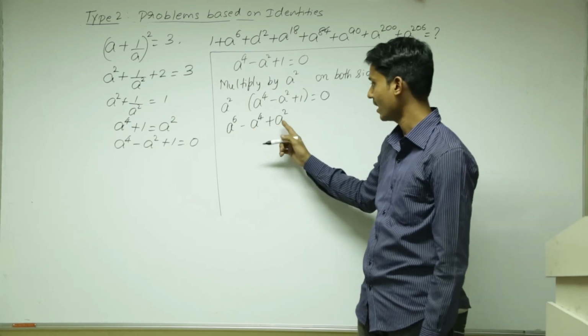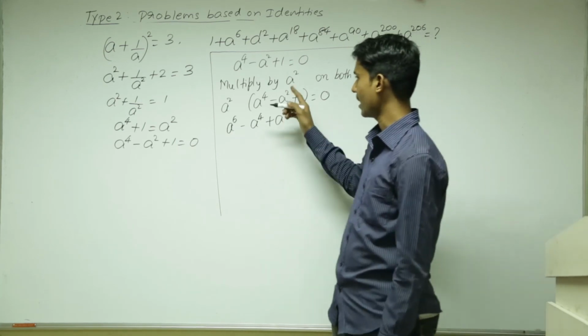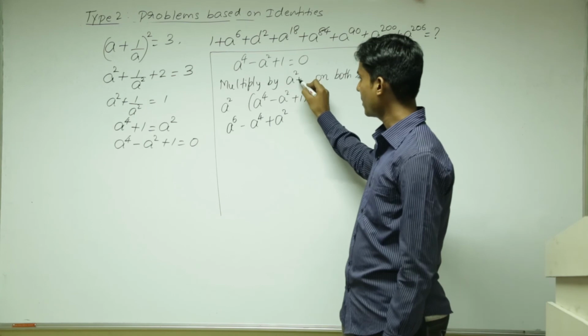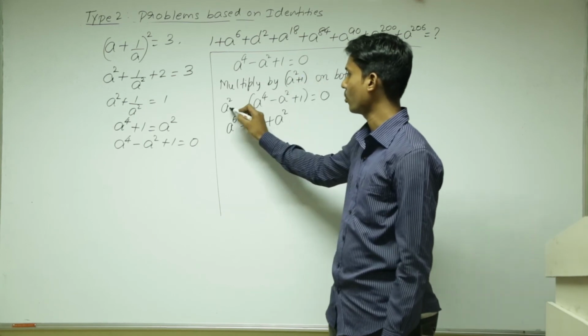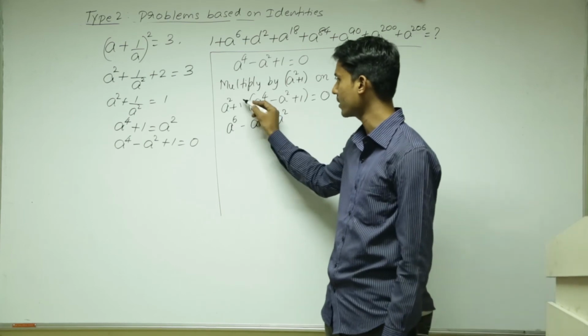I should cancel that. I got a power 2 as a positive term. I should cancel that also. That means I will not multiply by a square. In fact, I will multiply by a square plus 1 on both sides. Understanding, right? Why not a square, but a square plus 1? Because the terms are not getting cancelled.